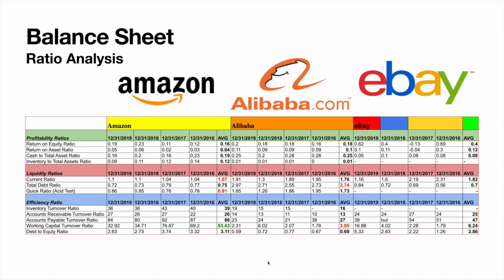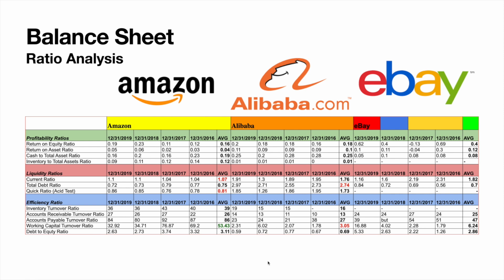Inventory to total asset ratio for Amazon and Alibaba is fairly low, and eBay did not report any inventory on its balance sheet. Since the ratio shows the portion of assets that are tied to inventory, having a low ratio is considered good. Liquidity ratios.